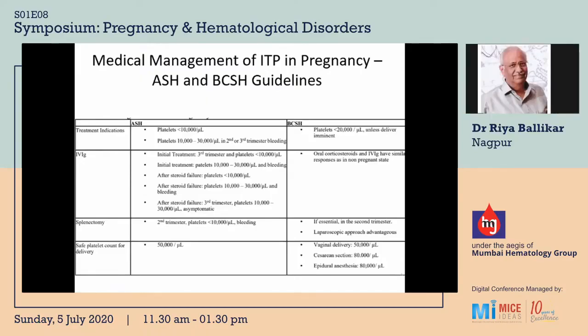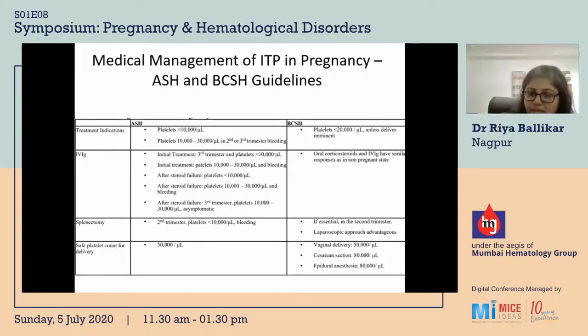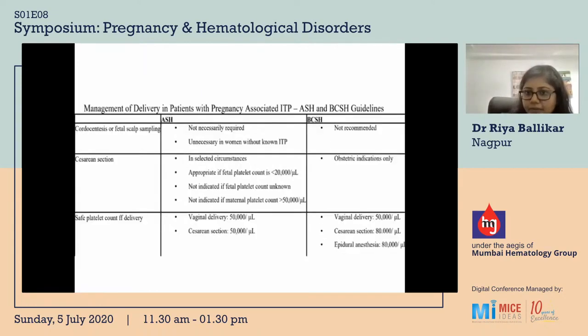The target platelet count here is more than 50,000, irrespective of the mode of delivery. It is only when you are planning for a spinal or epidural that you need a target platelet count of 80,000. How often do I monitor? It is monthly or once in 2 months if the platelet counts are stable. But towards 24 weeks, I will make it once in 2 weeks, and then I will make it weekly.